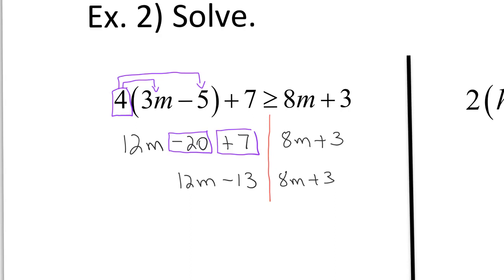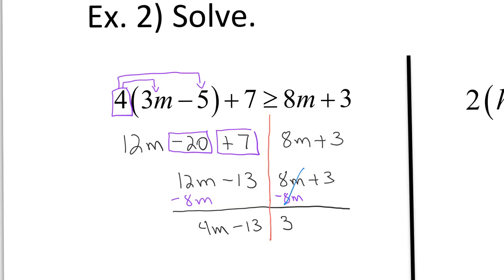And I'm going to do the opposite of the lowest one. So I have a minus 8m here. That's the opposite of positive 8m. So I do the minus 8m over here. Whatever you do to one side, you have to do it to the other side. So you combine the 12m and the minus 8m, and that's going to be 4m. You bring down the 13. On the other side, you can cancel the 8m minus 8m, and you have the 3.